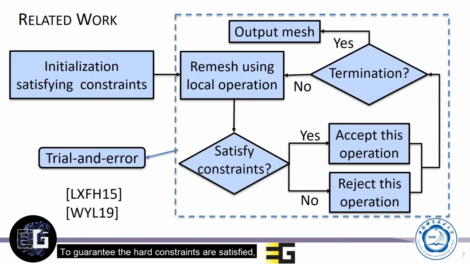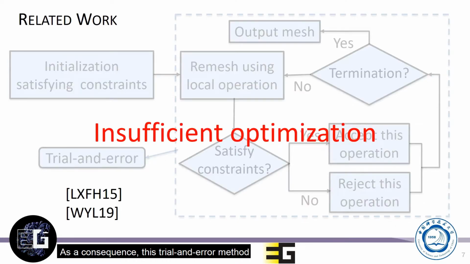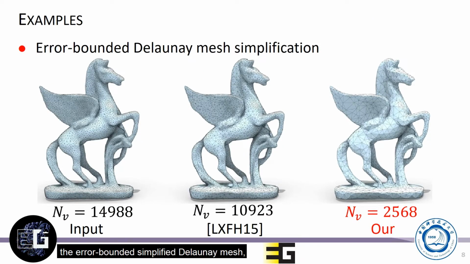To guarantee the hard constraints are satisfied, the trial and error method is developed. It starts from an initialization satisfying the constraints, and then remeshes using local operations that do not violate the constraints by explicit checks. As a consequence, this trial and error method would lead to insufficient optimization of the constraint problem. For example, the error-bounded simplified Delaunay mesh, which is generated by previous work, is still high complexity.